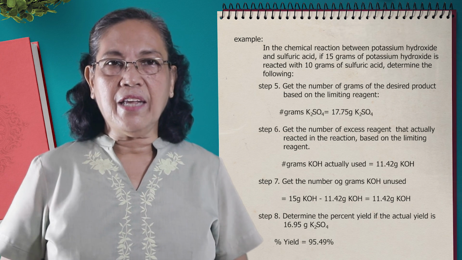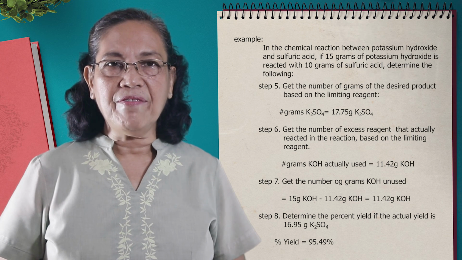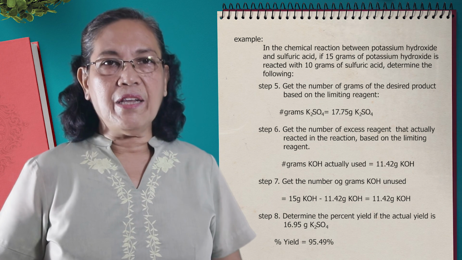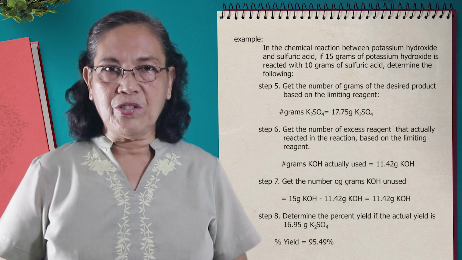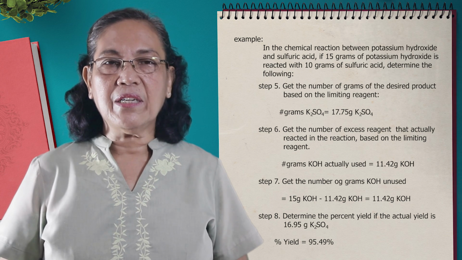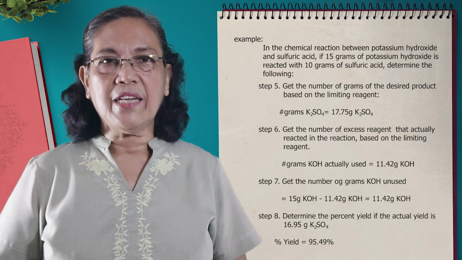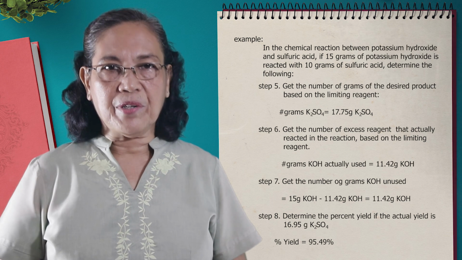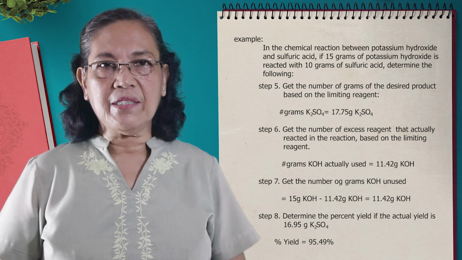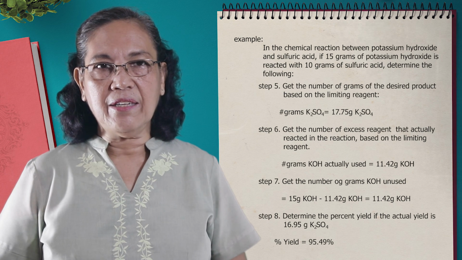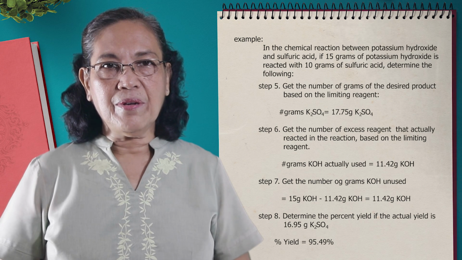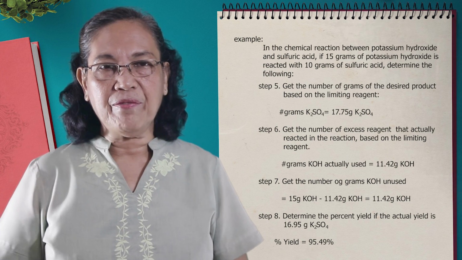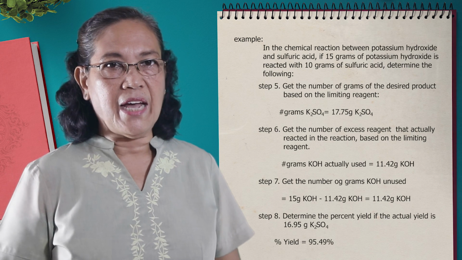So, percent yield equals 16.95 grams of potassium sulfate divided by 17.75 grams of potassium sulfate times 100. So, percent yield is 95.49%. So, if you're the chemist, how do you judge your performance in this analysis? Is it already good to have 95.49%? Yes, I will say that's already good.